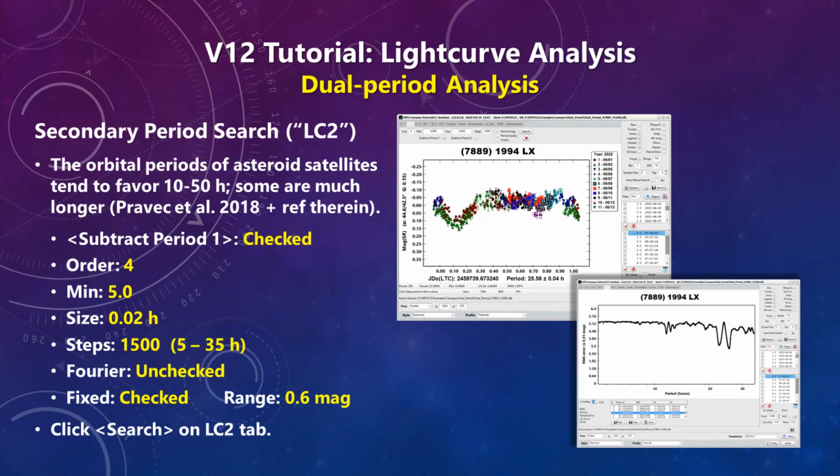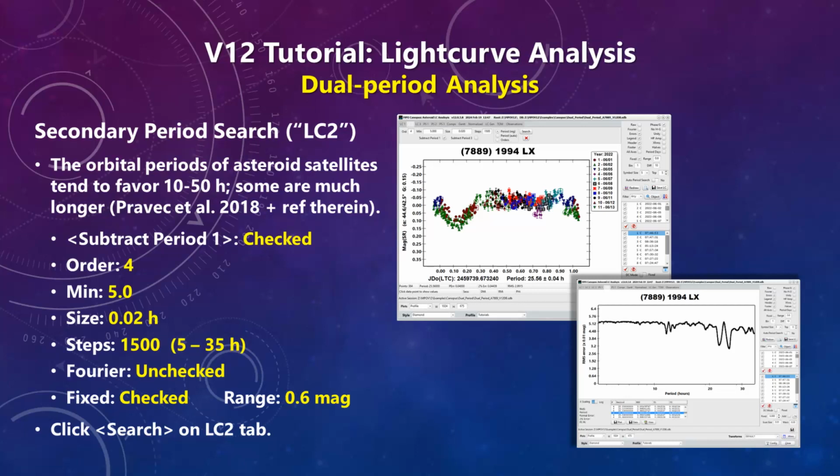Alternately, you could use the auto search starting with the same minimum, a step size of 1, and a number of steps of between 30 and 50. This may be faster for large data sets. The search found what appears to be a solution that produces a dip that might be caused by mutual events, which are occultations and eclipses involving the satellite.